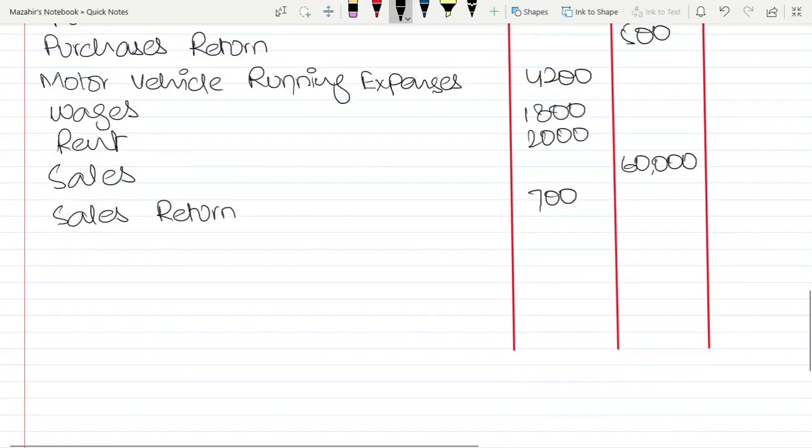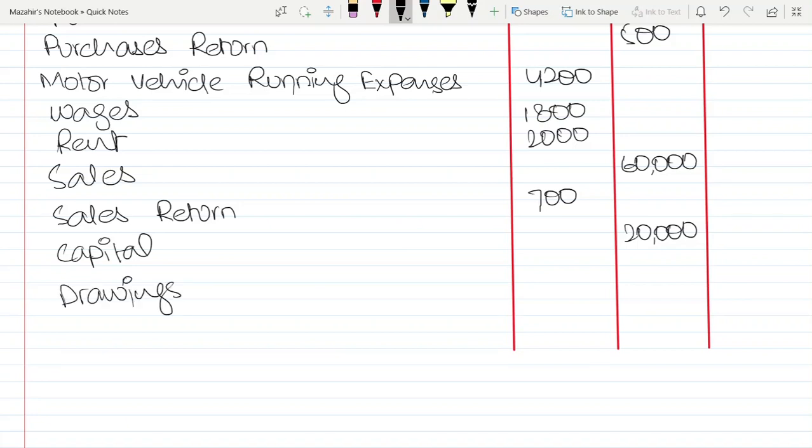Now comes our capital or equity. So capital we have 20,000, that will be on the credit side. Then we have drawings. It is a contra account for capital, so it will be written on the debit side, 3,150.